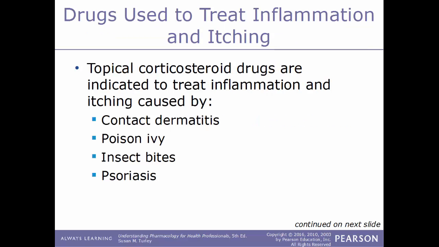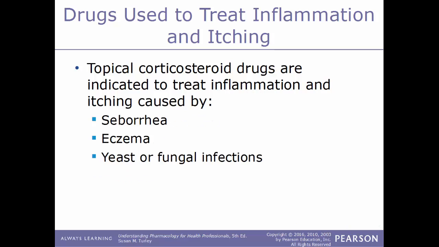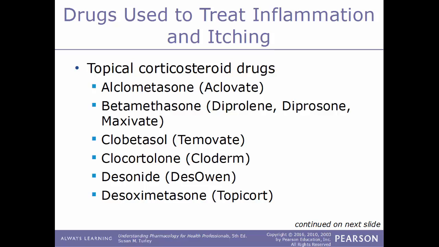I now talk about drugs that are used to treat inflammation and itching. Now, topical corticosteroid drugs are indicated to treat inflammation and itching that's caused by contact dermatitis, poison ivy, insect bites, and psoriasis. Also, seborrhea, eczema, and yeast or fungal infections. Some common examples of topical corticosteroids: alclometasone, known by the brand name of Aclovate; betamethasone, known by the names Diprolene, Diprosone, and Maxivate; clobetasol, known by its trade name of Temovate; chlorcortolone, known by the name Cloderm; desonide, known by the trade name Desowen; desoximetasone, known by the trade name of Topicort.